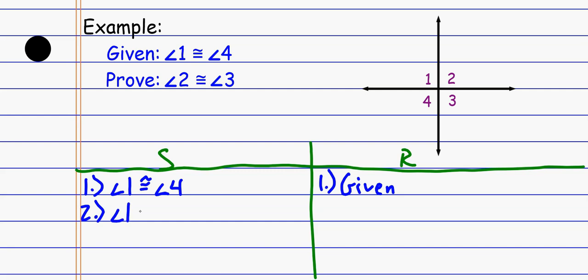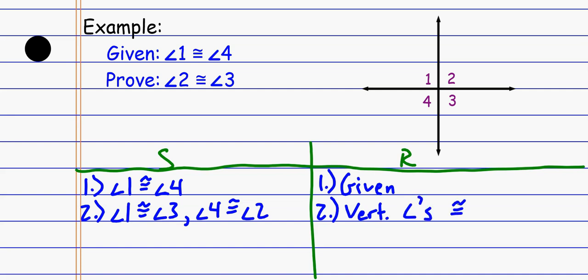I can go, hey, angle 1 is congruent to angle 3. Boom. I can say that angle 4 is congruent to angle 2. Boom. And why can I say that? Because vertical angles are congruent. That's one of the tools in my toolkit now. See how much time and effort that just saved me?